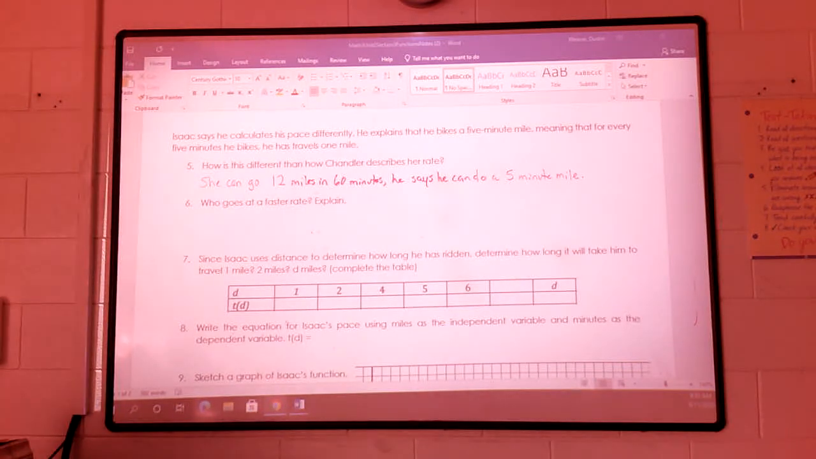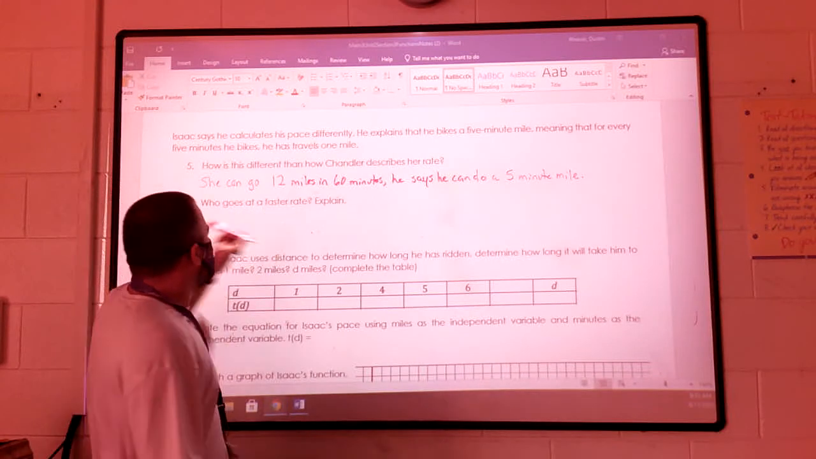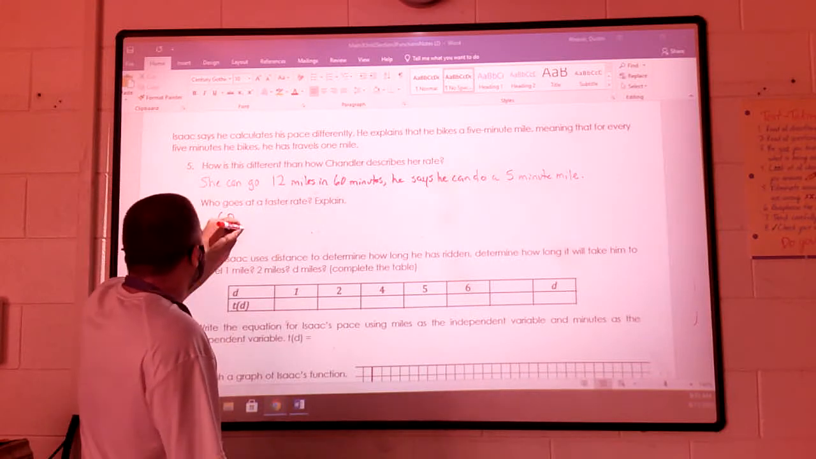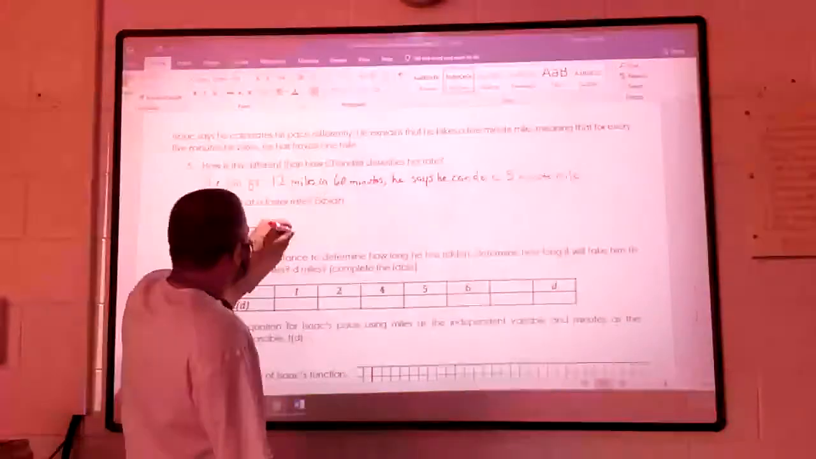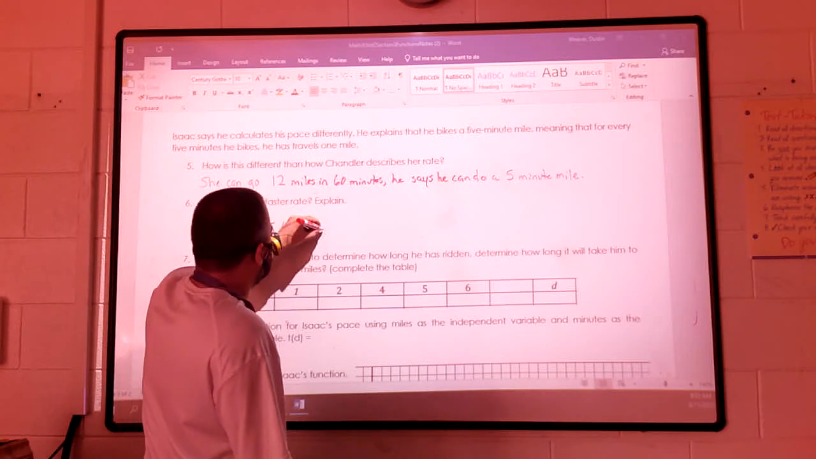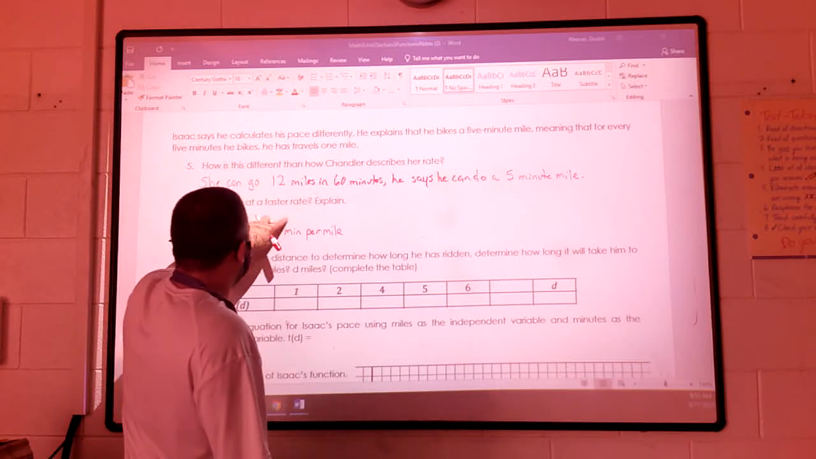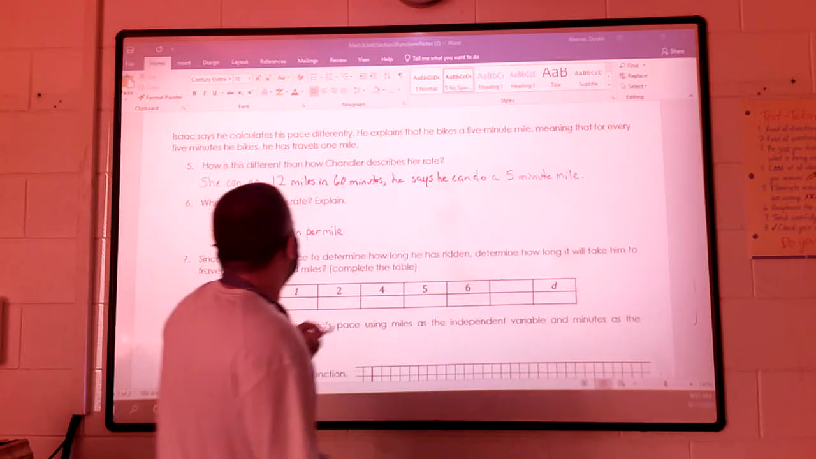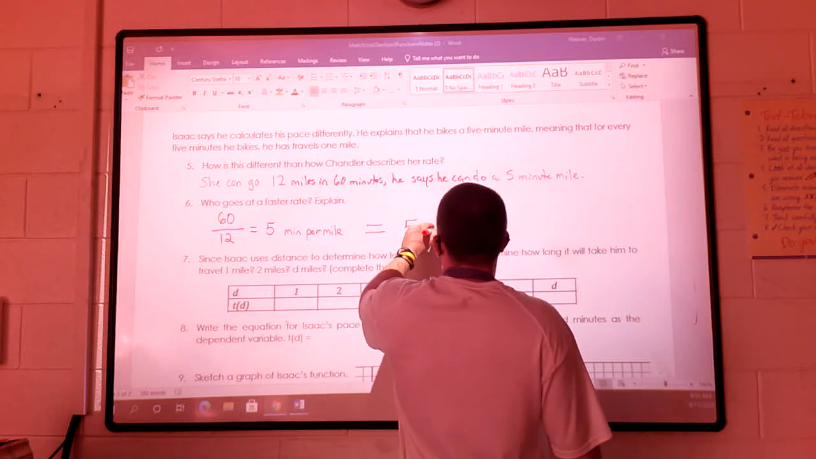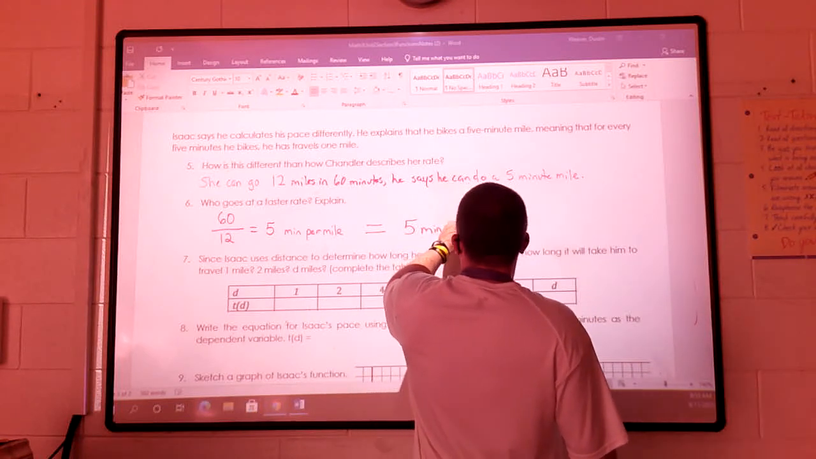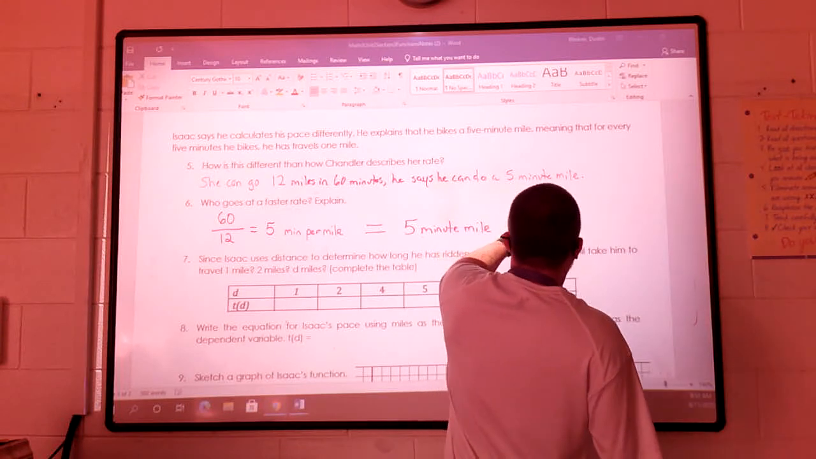So who goes at a faster pace? Well, if you think about it, 12 miles in 60 minutes. 60 divided by 12 equals 5 minutes per mile. Right? Which is the same as a 5-minute mile. So they are the same. They go the same pace.